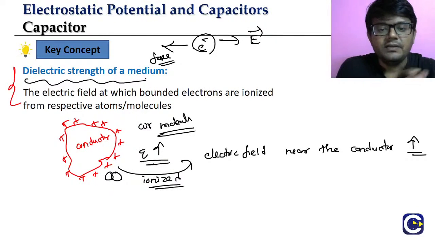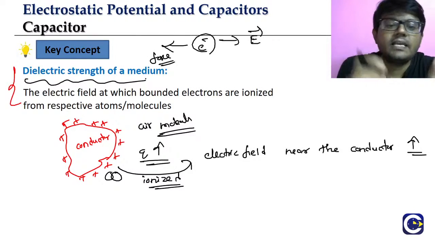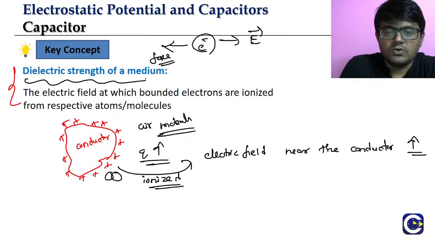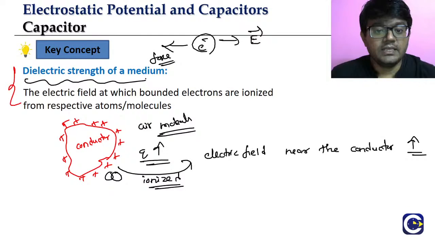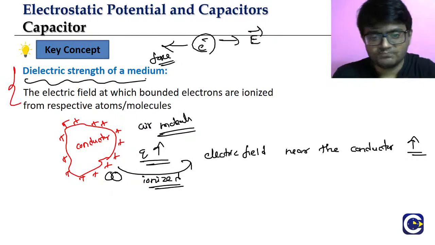For any medium, dielectric strength represents the electric field at which the bound electrons of the medium's molecules or atoms will get ionized. For this we use the word field emission.